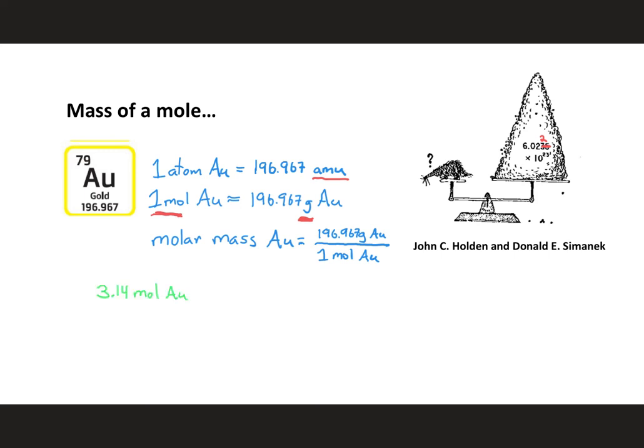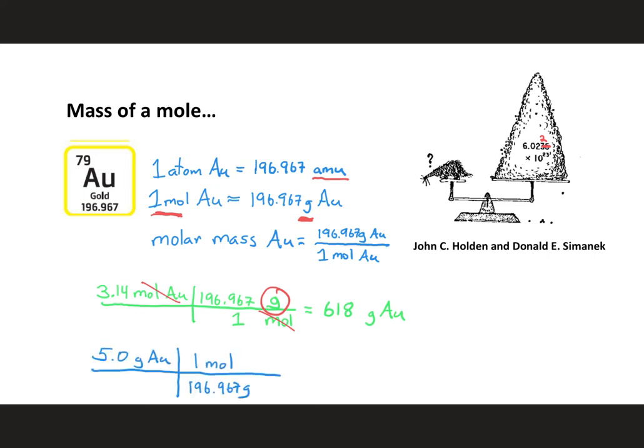If we start with 3.14 moles of gold, use the molar mass to convert to grams of gold. Grams over mole cancels out moles, gives us our answer in grams. And we can use that same molar mass for gold if we convert 5.0 grams of gold to moles of gold.